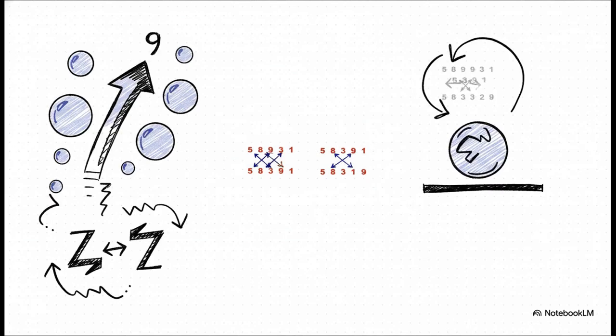And the process just keeps on going. 9 is compared with 3, and they swap. Then 9 meets 1, and they swap one last time. Now, this is the crucial part. After just one full pass through this list, the largest number, our 9, has bubbled all the way to its final sorted position. The algorithm then just repeats this whole process over and over for the remaining numbers until the entire list is in perfect order.